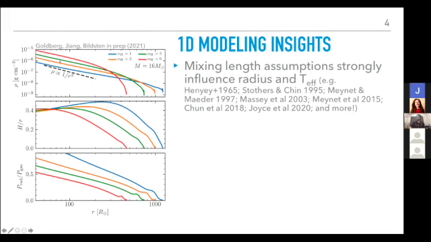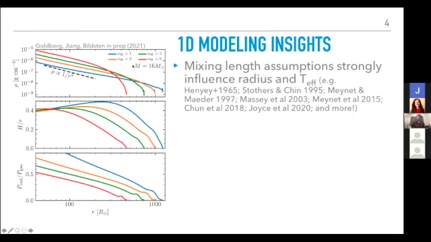So these are now just 4 red supergiant models, all 16 solar mass. They have roughly the same core, same luminosity, solar metallicity models in MESA, and varying alpha, we see that the radius of the star can be anywhere from a few hundred solar radii out to over 1,000.